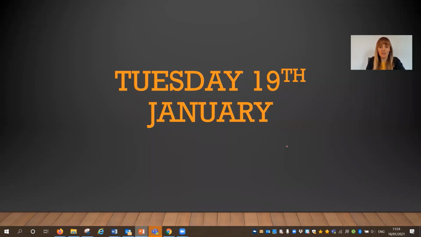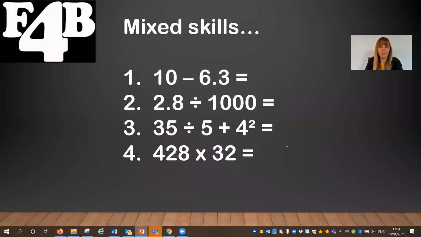We are now ready to start a new topic. So before we get started, here is our Fab 4 for today. Now we're going to be having a look at some mixed skills this morning. So a bit of takeaway, division, big maths and long multiplication. So give yourself 4 minutes, pause your screen and then come back.